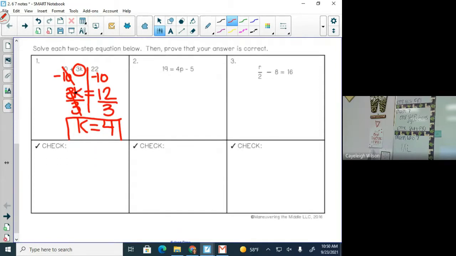All right, let's look at number 2. So I'm going to draw my line down my equals. So I've got 19 equals 4p minus 5.